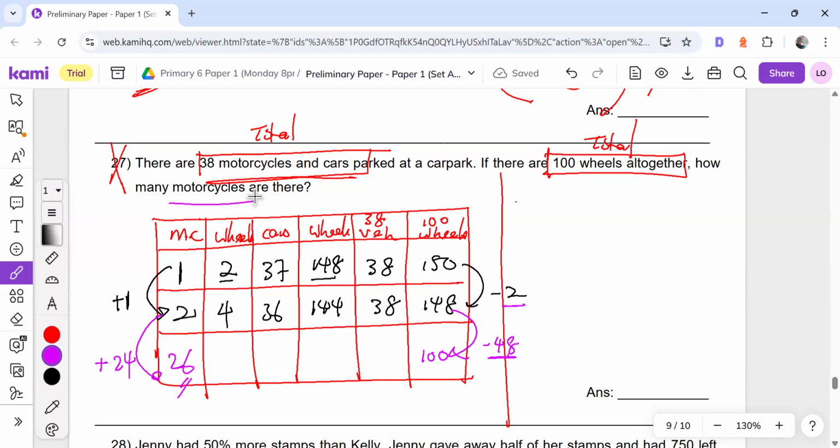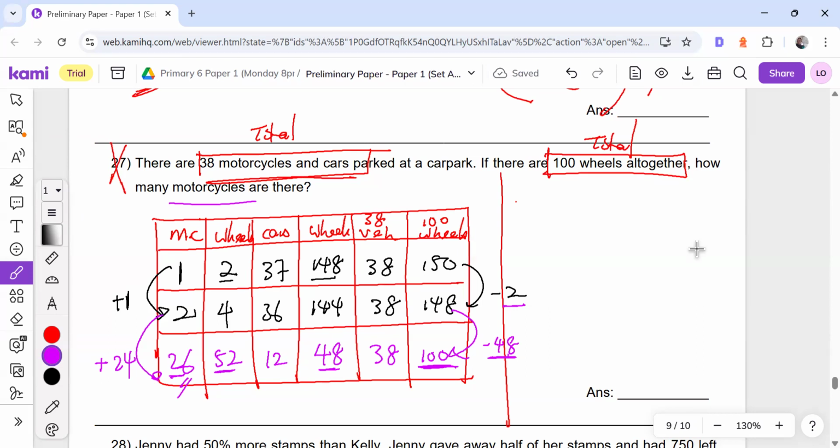But how to check whether your answer is correct? You take 38 minus 26, you get 12 cars. So we are now checking whether the answer is correct. 26 motorcycles will be 26 times 2, 52 wheels. 12 cars will be 12 times 4, 48 wheels. You add the wheels together, does it give you 100? Yes. And that's how you check whether your answer is correct.